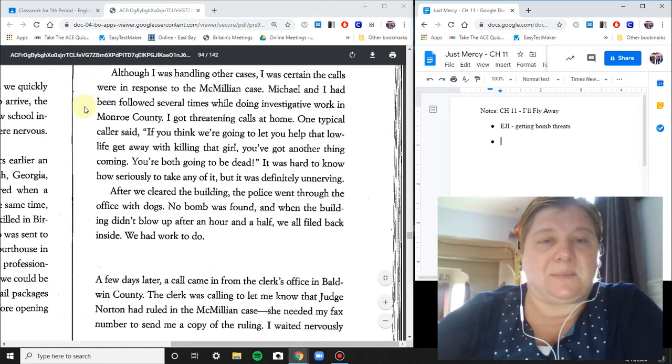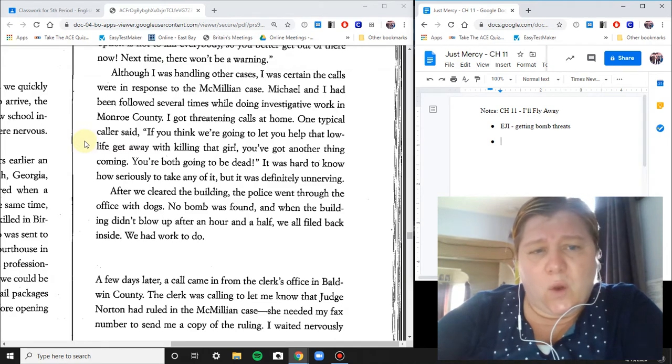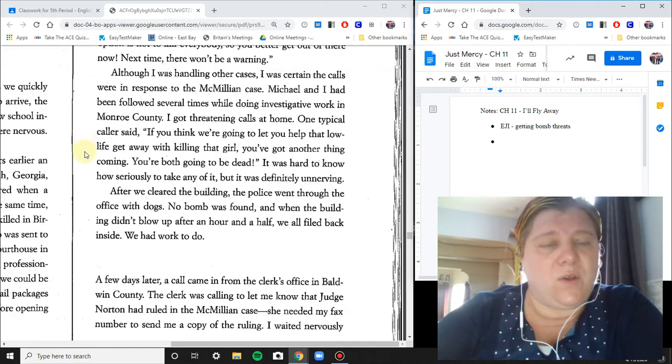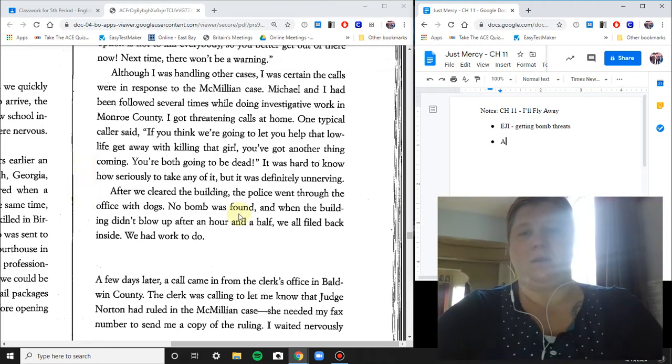Michael and I had been followed several times while doing investigative work in Monroe County. I got threatening calls at home. One typical caller said, "If you think we're going to let you help that lowlife get away with killing that girl, you've got another thing coming. You're both going to be dead." It was hard to know how seriously to take any of it, but it was definitely unnerving.